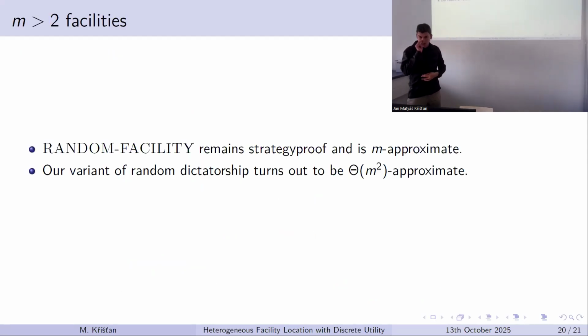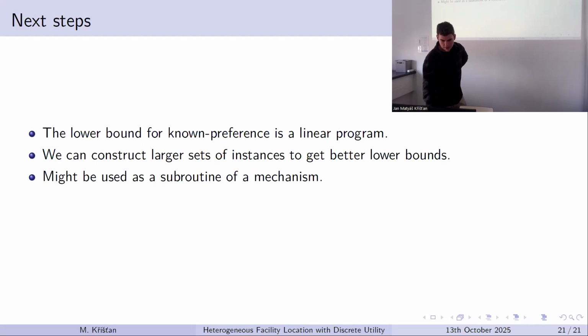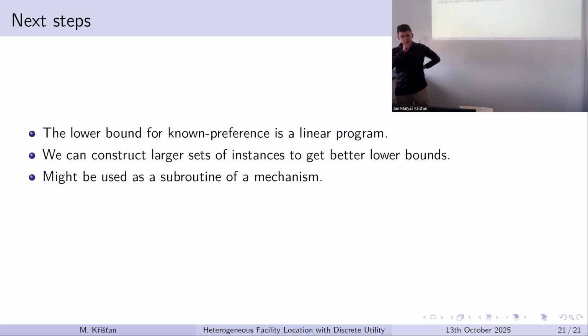So we also considered the case of more than 2 facilities. The simple random facility mechanism still works and approximates. And we found out that this variant of random dictatorship gets a lot worse with more facilities. The approximation is m². That's asymptotically tight from both sides. We know we have a family of instances where it ends up with roughly this m² approximation of the optimum. And that's basically all I wanted to say.